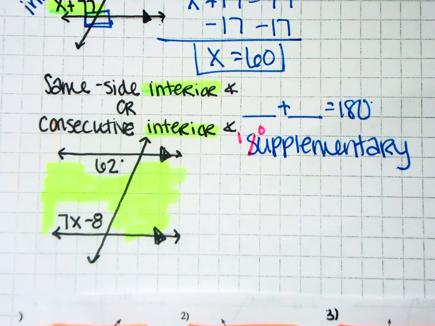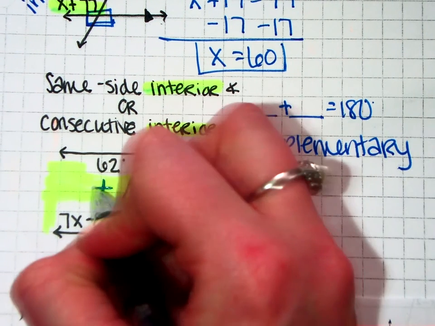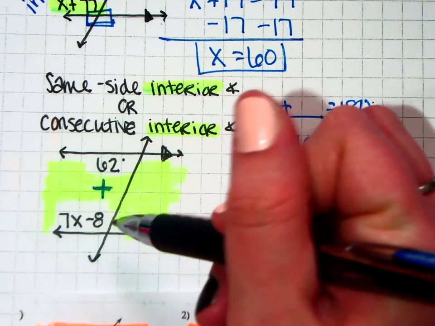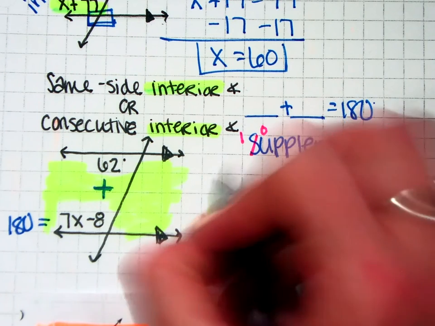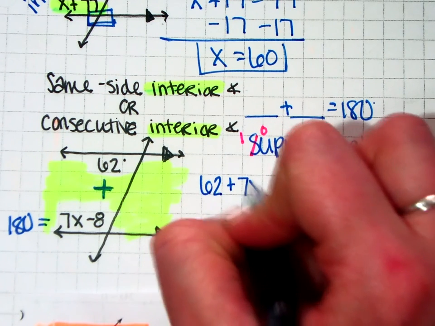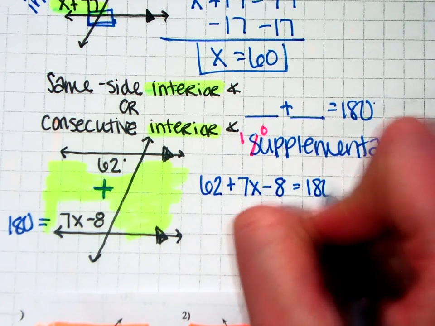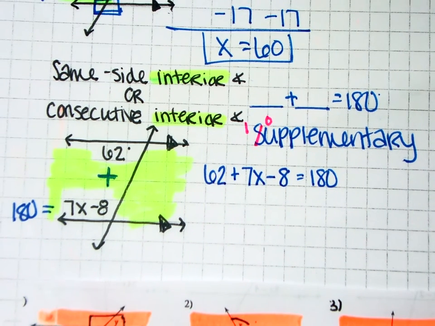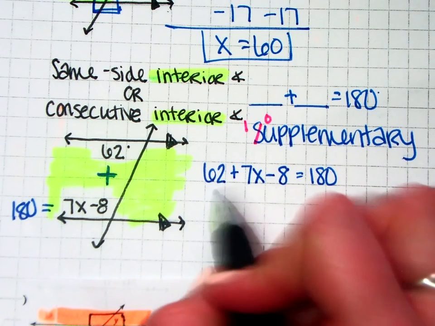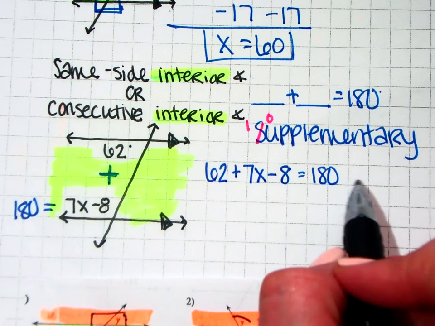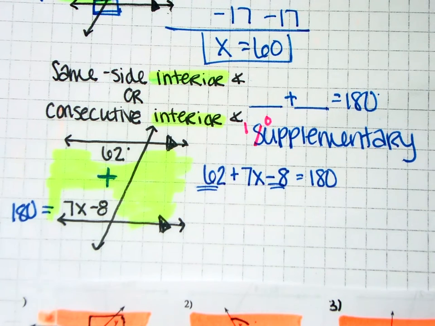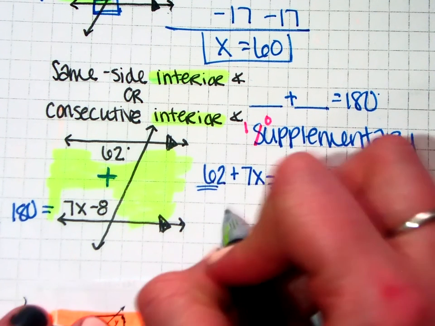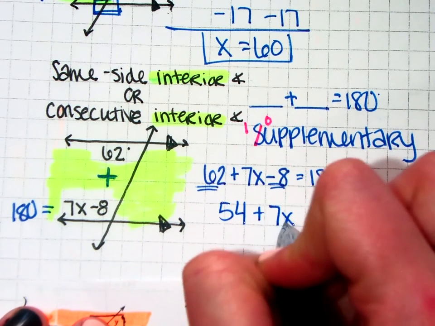So all I'm going to do here is add these two together, 62 plus 7x minus 8, and those are going to equal 180. So to set up my equation, I do 62 plus 7x minus 8 equal to 180. This is where it doesn't matter how you do math. You can combine these together, or you can move the 8 and move the 62 independently. I prefer to combine like terms just to simplify it a little bit faster. So 62 minus 8 is 54. Bring down this 7x equals 180.